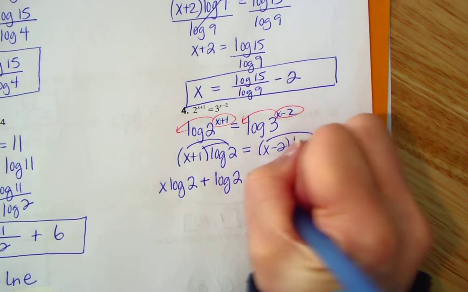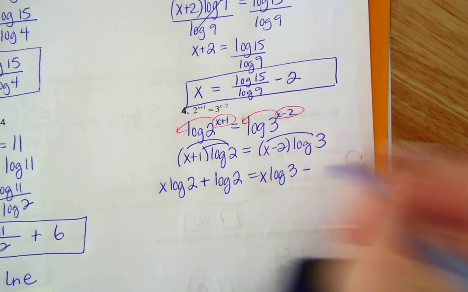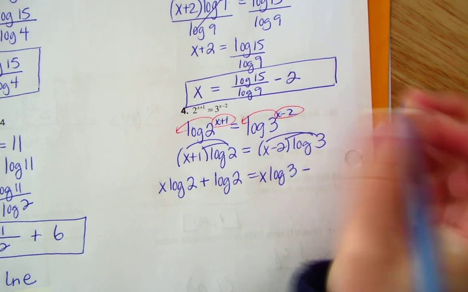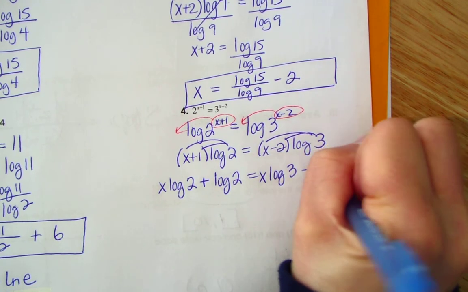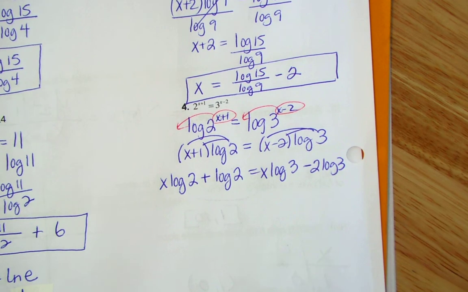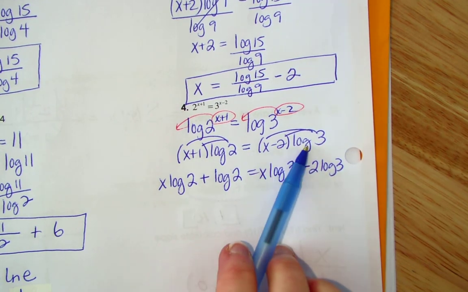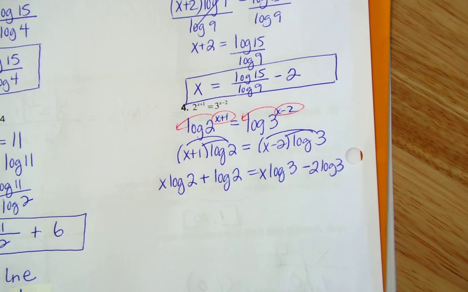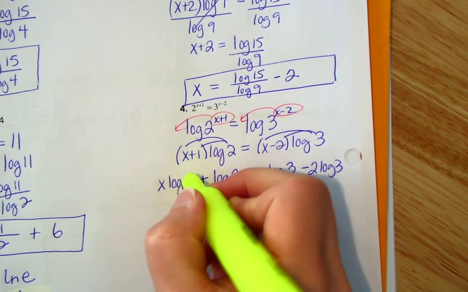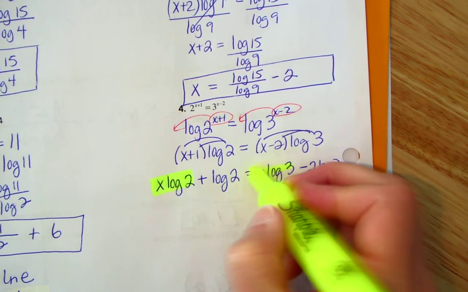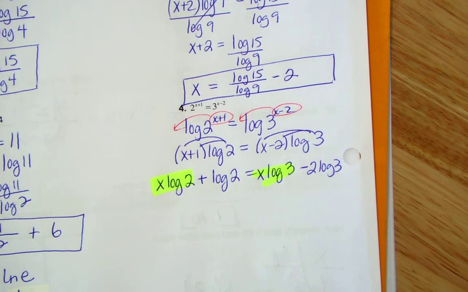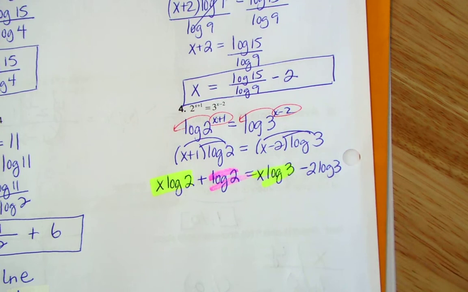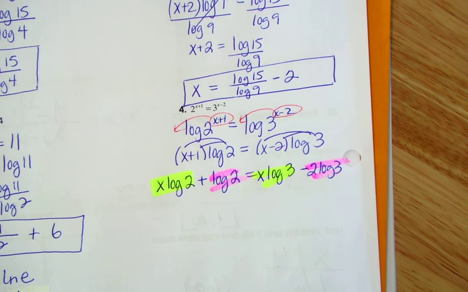Distribute on this side: x log 3 minus 2 times log 3, which would be 2 log 3. So don't multiply the 2 and 3 to get 6. Remember, because log 3 is a number, treat it like 3x. So 2 times log 3 is 2 log 3. Then we have these like terms: an x log on this side, an x log on that side, and those terms without the x. We want them on the same side of the equal sign.